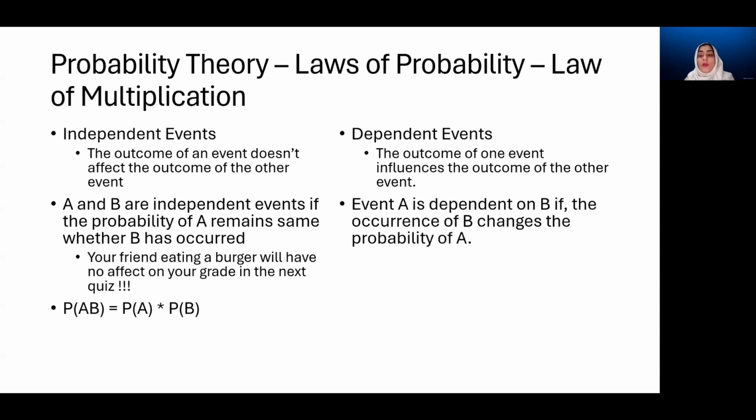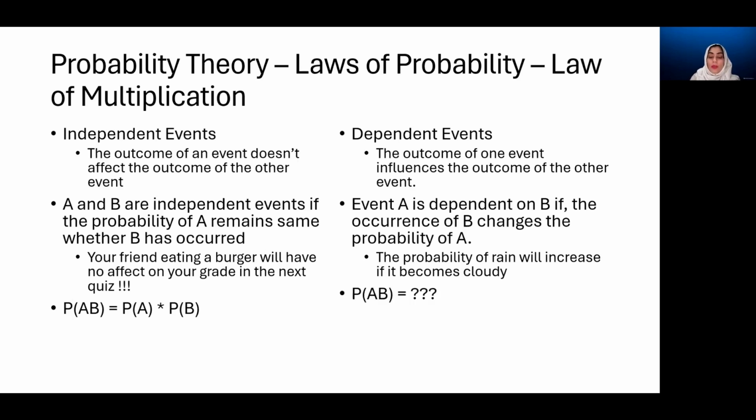Event A is dependent on B if the occurrence of B changes the probability of A. We have already seen the probability of rain will increase if it becomes cloudy. So in this case, the probability of A intersection B or probability of AB cannot be computed directly using the expression which we have just seen. But how do we do it? For this, we need to know some additional things about events, and then we will be able to calculate this joint probability when the events are dependent.